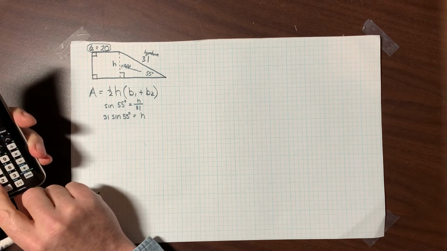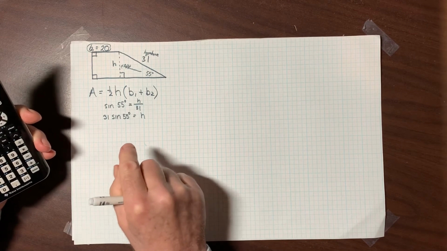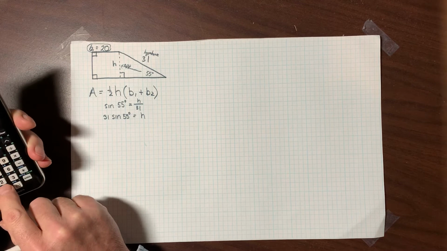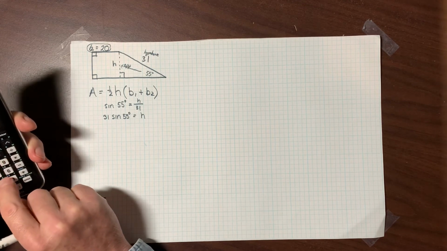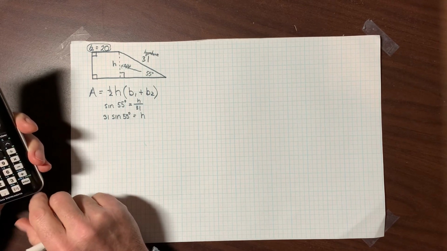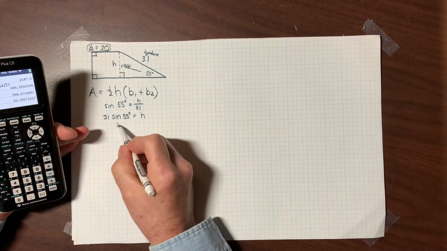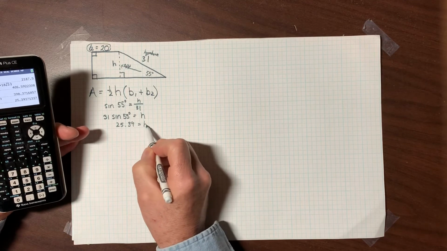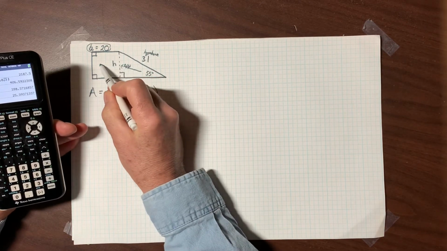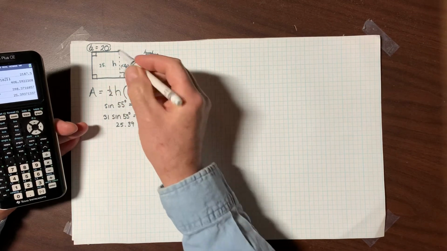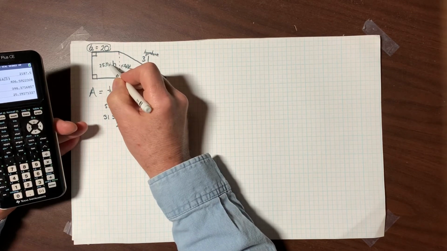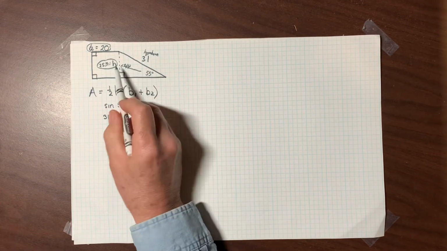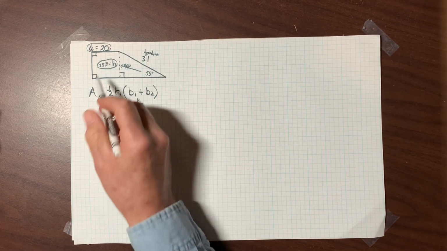By the way, if you're doing this on your calculator along with me, be certain that you're in degree mode. So I'm going to go 31 times the sine of 55 degrees, and I'm coming up with 25.39. That's my value for H. I'm going to write it on my diagram. 25.39 is H. Okay, I got the top base. That was given. I got the height. I've used a little sine relationship to figure out the height.